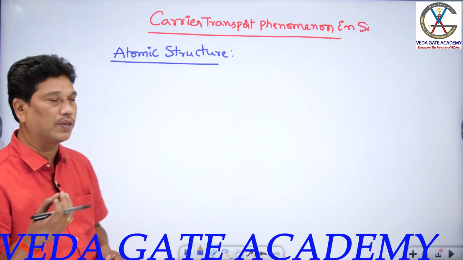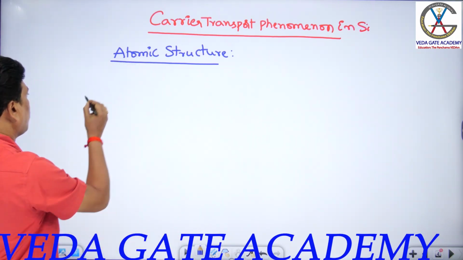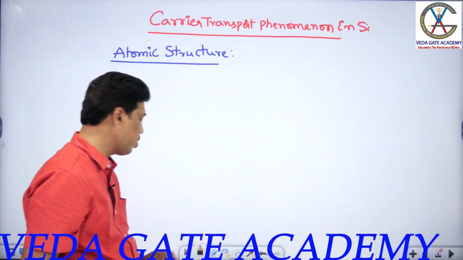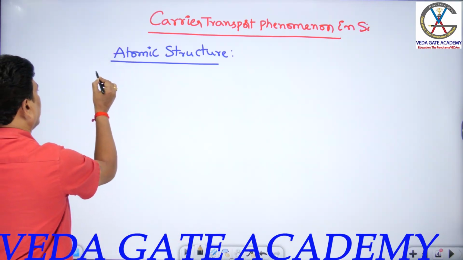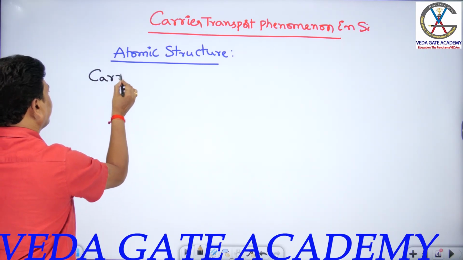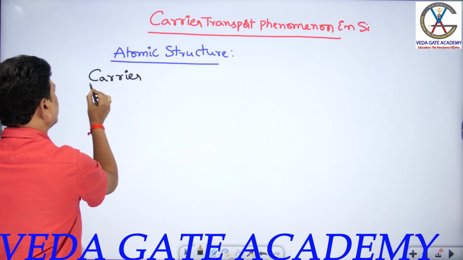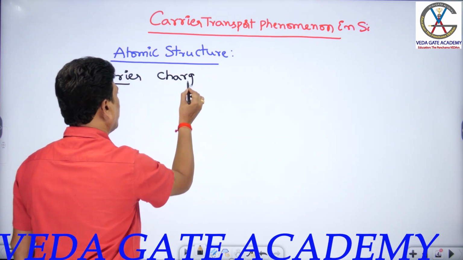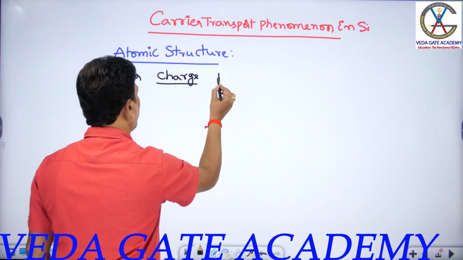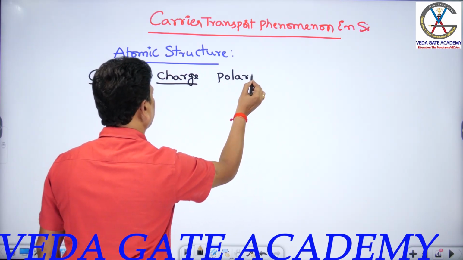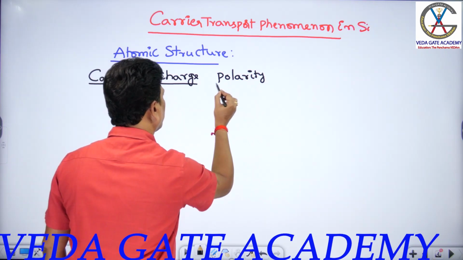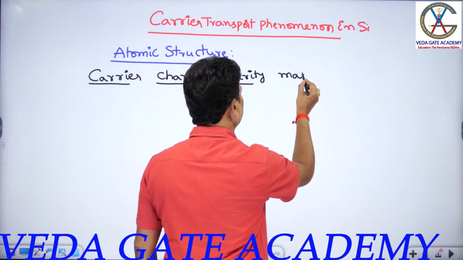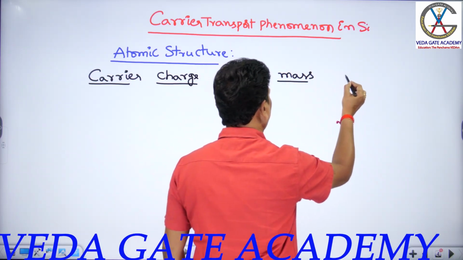So check what these electrons, protons and neutrons are. Now I indicate those things. Those three fundamental particles I told you about are the carriers. So what is the charge of them, and what is the polarity of the charge, and what is the mass of the carrier, and what is the property of that.